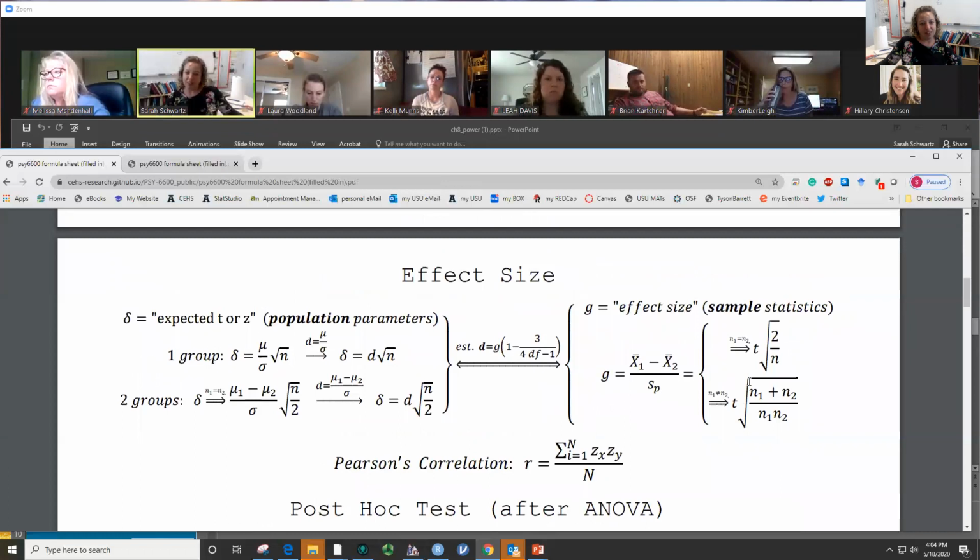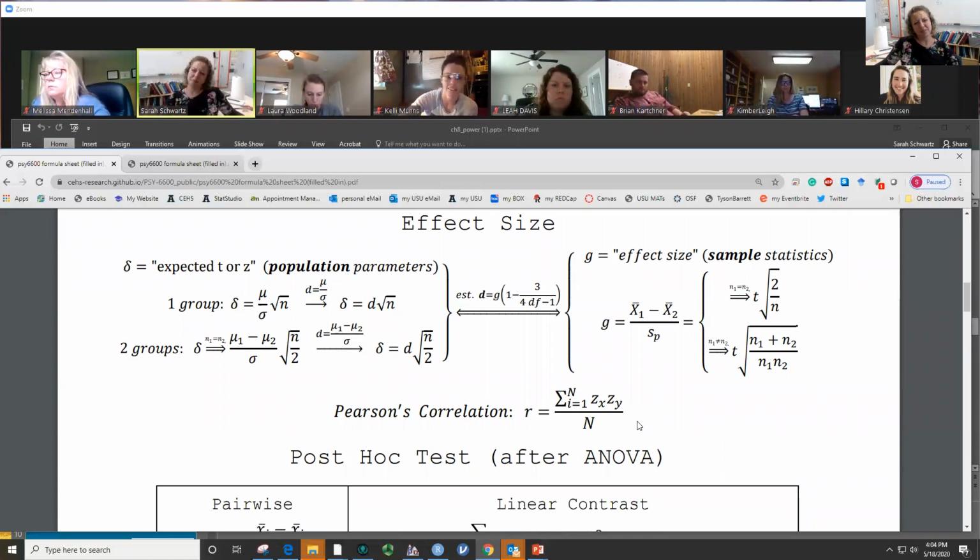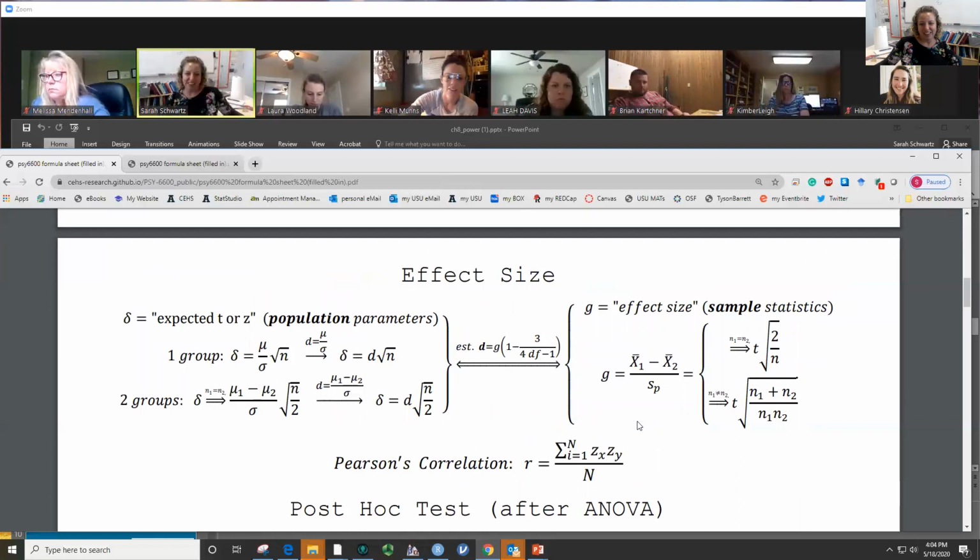This is the conversion. D and G are not equal. There's this conversion thing, but social sciences usually just call it the same thing, even though it's not. I don't know why. It's something that I keep shaking my head about. Because the book calls it G in this chapter and then it's dropped. And they just call it Cohen's D, whether you use the sample statistics or not.